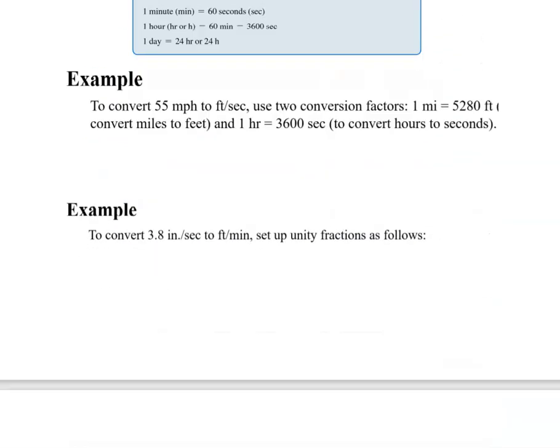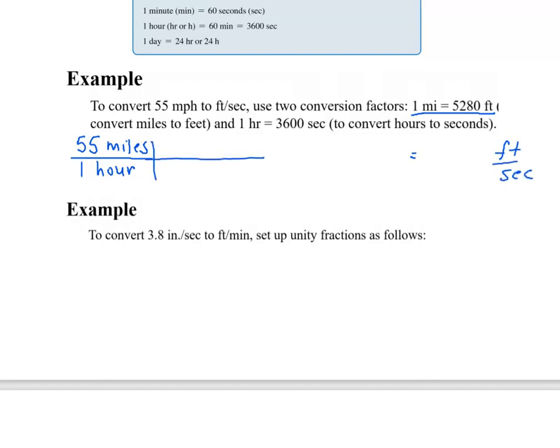Okay, so let's do a few examples with speed. To convert 55 miles per hour to feet per second, you want to use 2 conversion factors. You want to use that there's 5,280 feet in 1 mile, to convert miles to feet, and that 1 hour is 3,600 seconds. So we're starting out with 55 miles for every 1 hour, and we want to end up with feet per second.